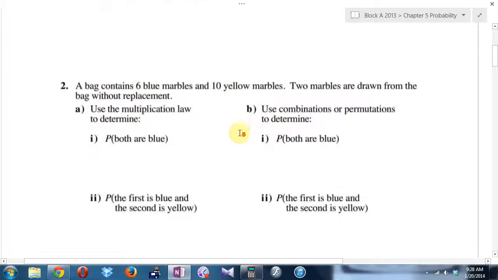Number 2 says use the multiplication law or use permutations or combinations. In other words, in number 2, you're picking 2 marbles. You can do a tree or you can use a bucket. This one's saying to do both. Now, here, order doesn't matter. Here, order matters. Draw the tree or the tree branch. Blue on the first, yellow on the second. You don't necessarily need to do the entire tree. You can do that with permutations.